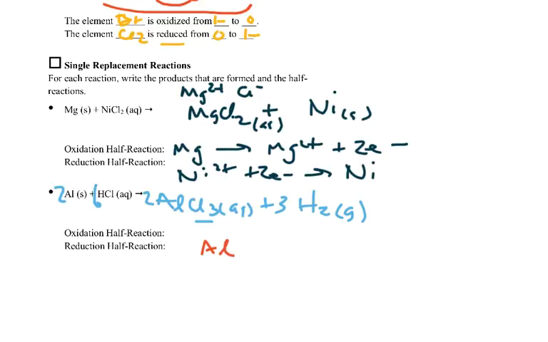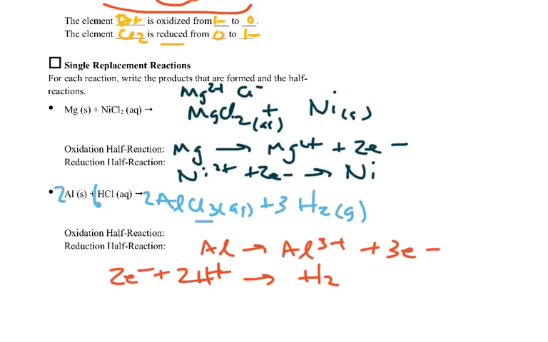Aluminum is changing to aluminum 3+ in a compound, plus 3 electrons. Who's coming down is hydrogen, which is H+, turning into neutral hydrogen, which is H2. So I'm going to have 2 of my H+s and add 2 electrons over here. And that is the whole quick check.